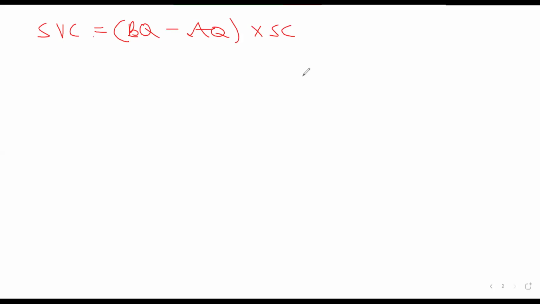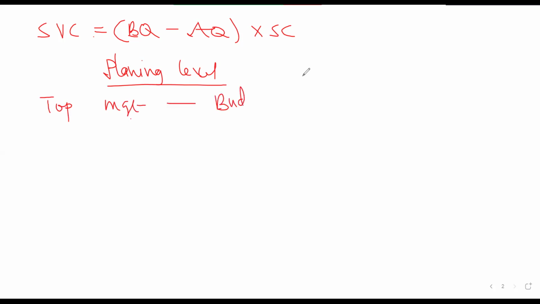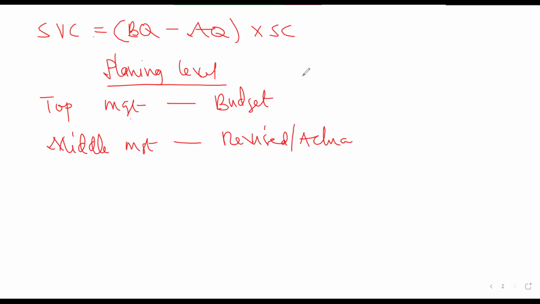This is at the planning level. At the planning level, the budget by the top management is what we call the budget. The top management target is the budget. But at the middle level, before the budget is communicated to those at the operational level, they will revise it. Their revised figure will now be the actual for the planning variance. So the revised figure over here is the actual.